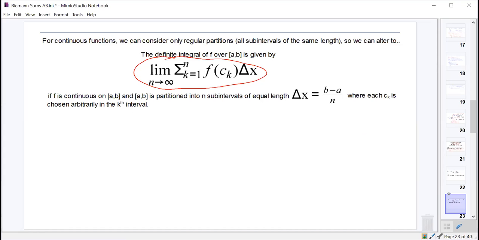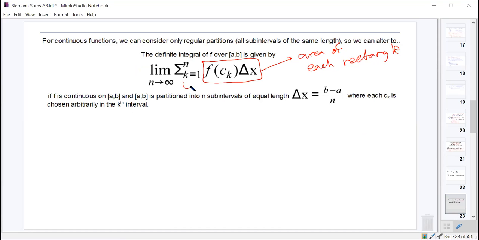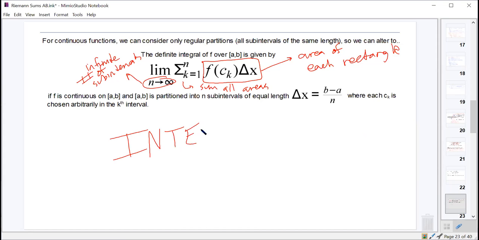Good. Okay. I'm going to say it one last time here, unless somebody needs me to say it again. This right here is the area of each rectangle. And we are summing together, summing all of the areas. And then we are looking for the limit as we have an infinite number, where n represents subintervals. So we'll say subintervals, but really it's an infinite number of these rectangles of which we're summing the areas together. And this whole thing is called an integral.